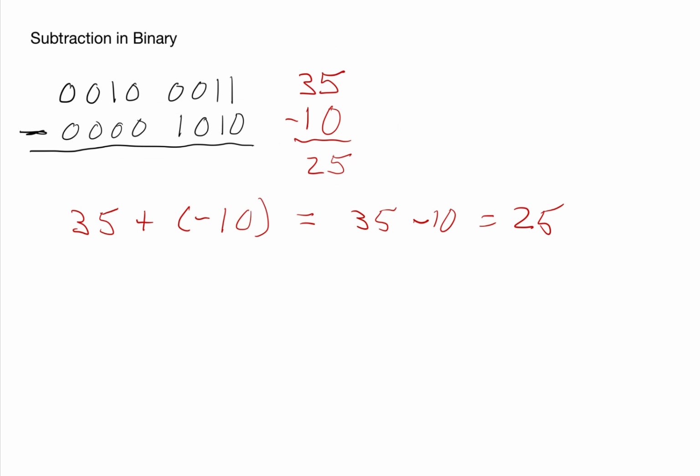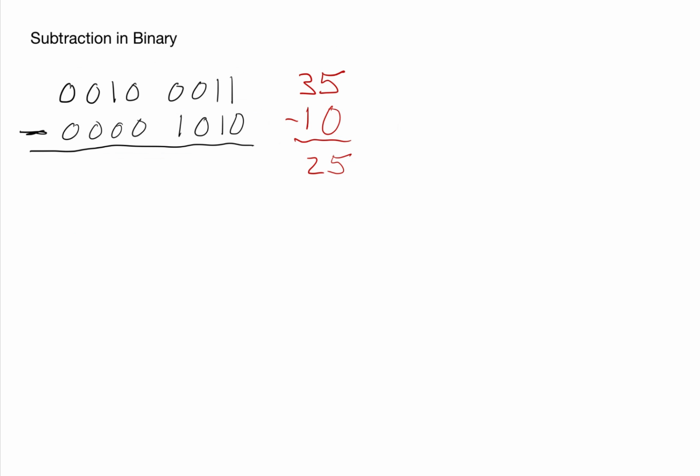So what we'll do is we'll convert this positive 10 right here, and we know it's positive because the most significant bit is a 0. We'll convert that to a negative 10, and then we'll just add our positive 35 with our negative 10, and we should end up with 25 as our answer.